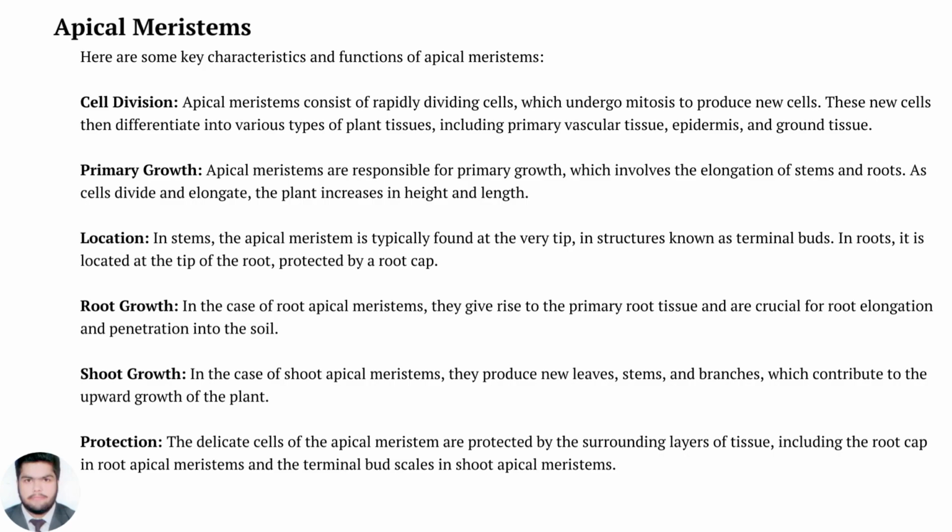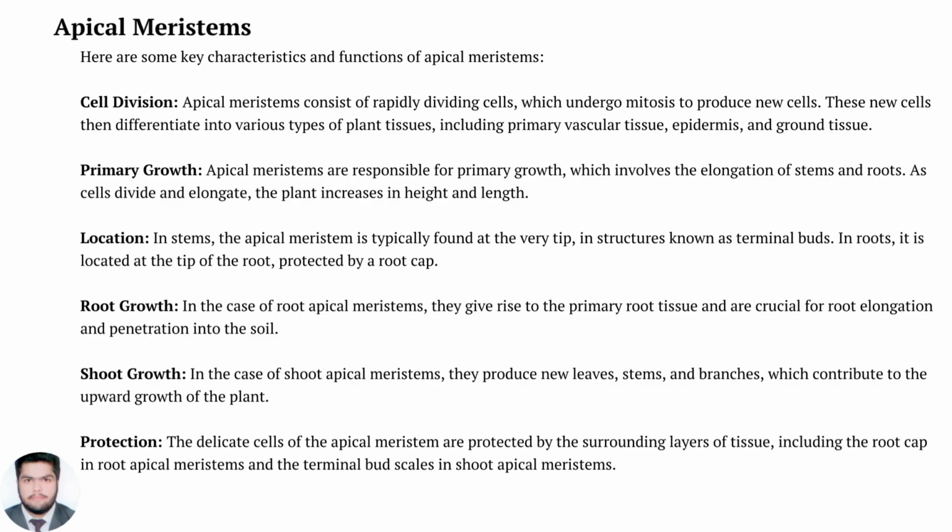Cell division. Apical meristem consists of rapidly dividing cells which undergo mitosis to produce new cells. These new cells then differentiate into various types of plant tissues, including primarily vascular tissue, epidermis, and ground tissue.